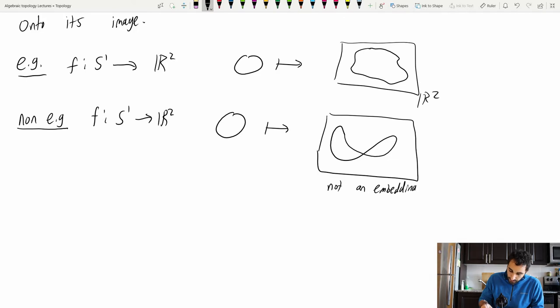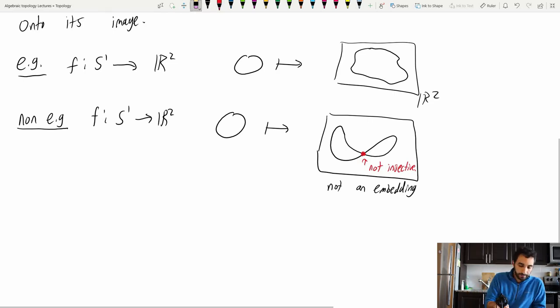And what's the problem? Well, remember, a homeomorphism is surjective, injective, and continuous. So obviously this map is surjective onto its image. It's a little silly. But the map is not injective. And here, it's not injective. There's a self-crossing, essentially. Okay.